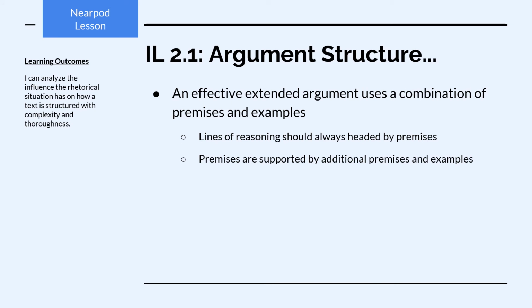An effective extended argument will use a combination of both premises and examples. You really can't just rely on one or the other. Your lines of reasoning, however, in an extended argument, should always be headed by premises. That's because if they're headed by specific examples, there's no room to go any further than that. You've already gotten as specific as you can, which usually means that you've skipped some logical steps in between. So premises should always support your main or primary claim, and then those premises should be supported by additional premises and examples.